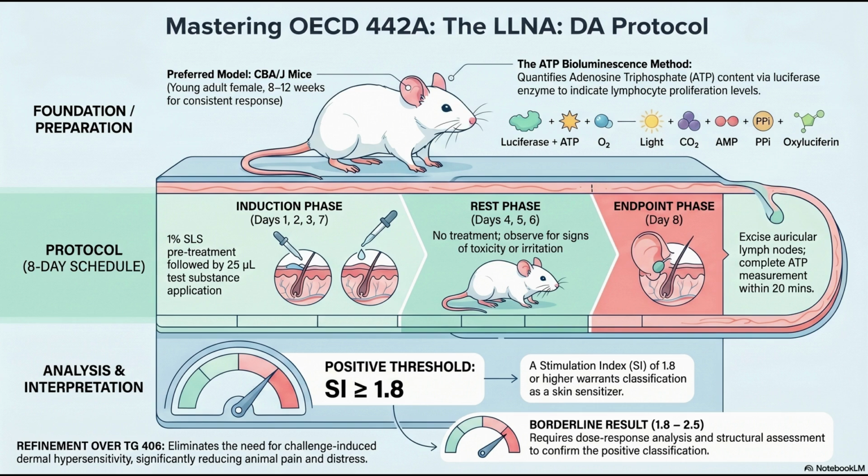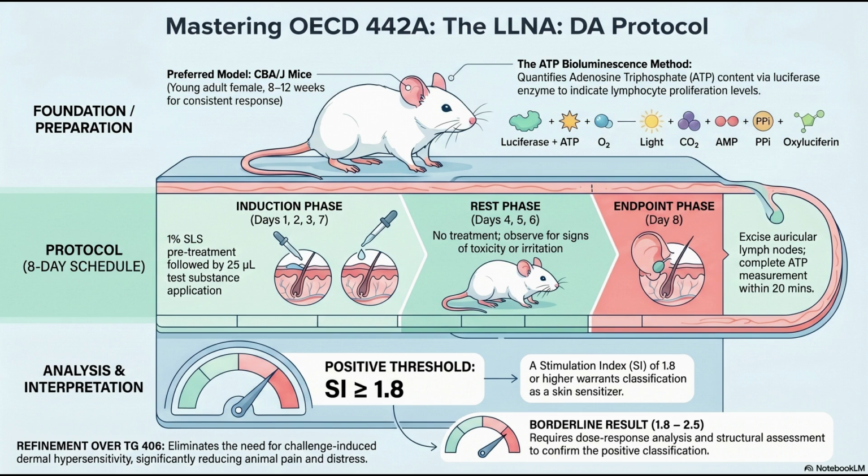But wait, if we're relying on a luciferase reaction, background bioluminescence must be a total nightmare. Oh, absolutely. Because every living cell has ATP. How do you distinguish between a massive immune response to a chemical and just the natural, everyday baseline cell turnover glowing in the luminometer? That is the major challenge, and it requires really rigid control over biological variables.